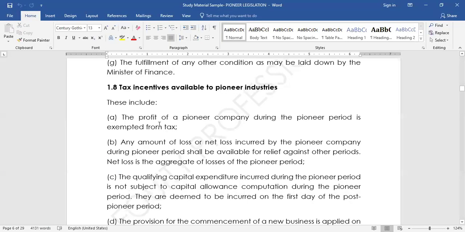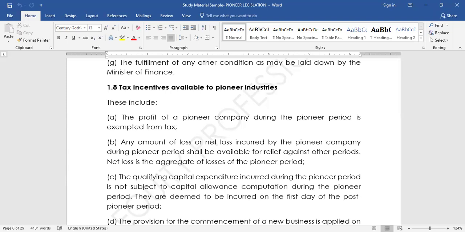Another tax incentive available to a pioneer industry: qualified capital expenditure incurred during the pioneer period is not subjected to capital allowance computation during the pioneer period. They are deemed to be incurred on the first day of the post-pioneer period.